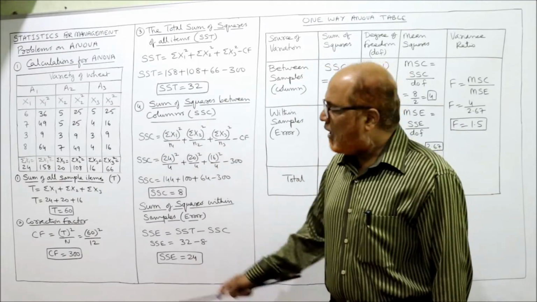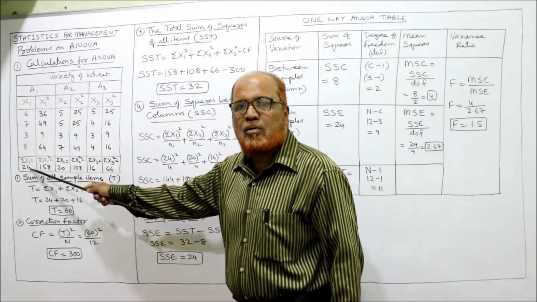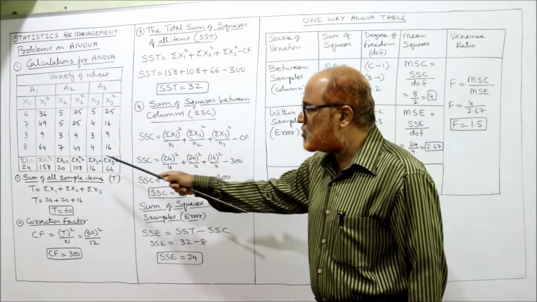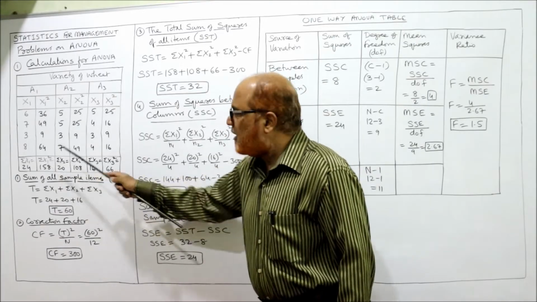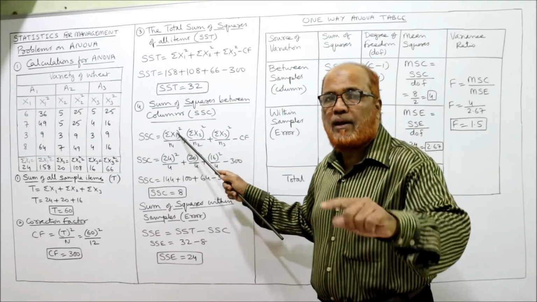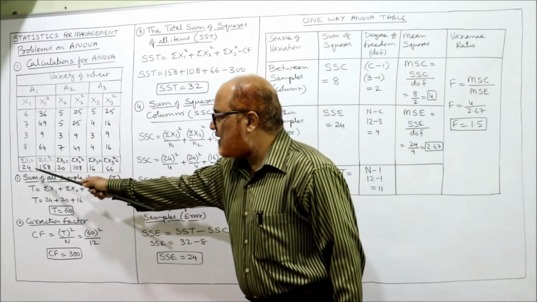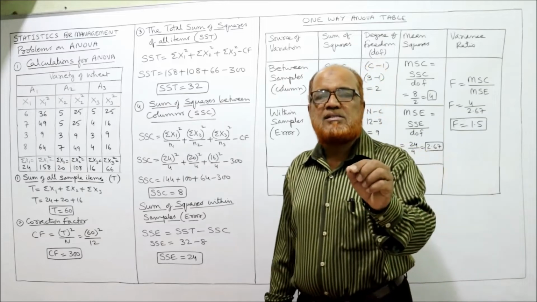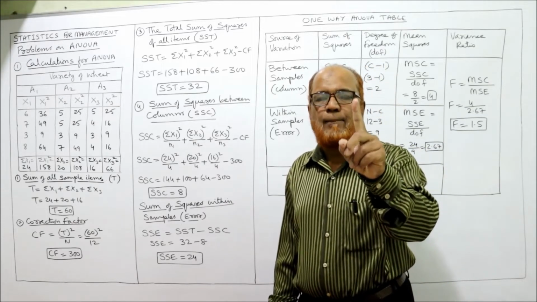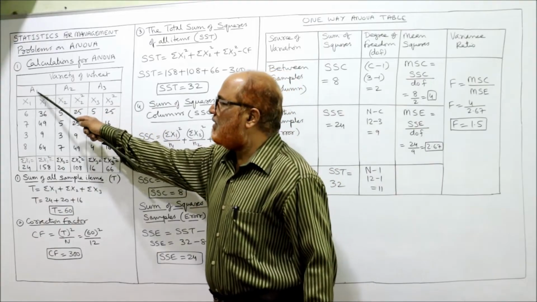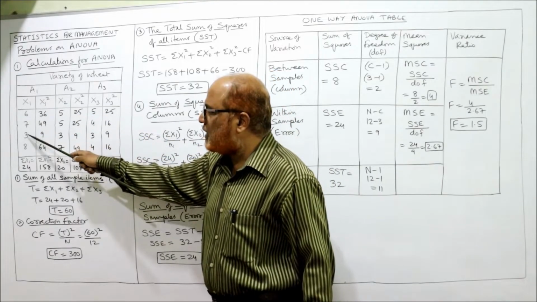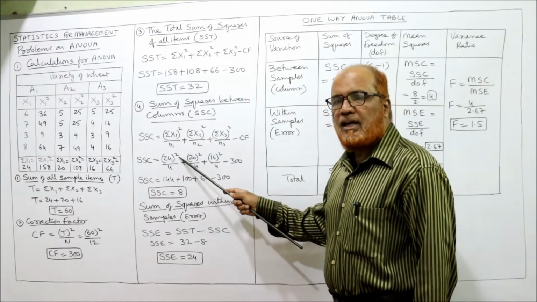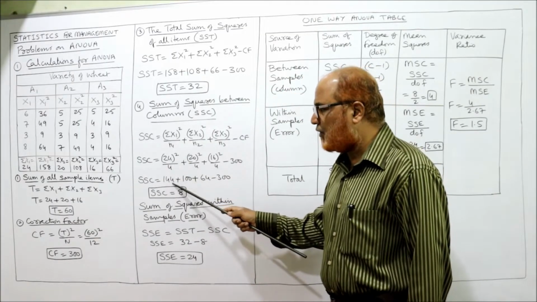Summation x1 is 24, so 24 whole square. Don't think that it is summation x1 square; this is summation x1 whole square. So 24 square divided by n1, where n1 is the number of items in the first sample A1. 1, 2, 3, 4, so n1 is equal to 4. So 24 into 24 divided by 4, you will get 144.